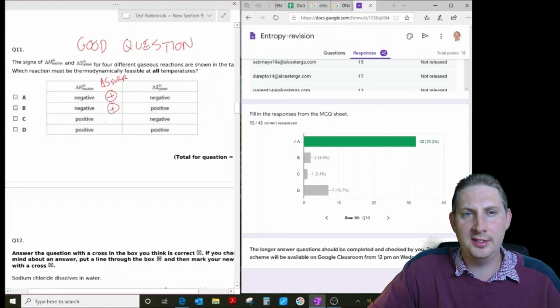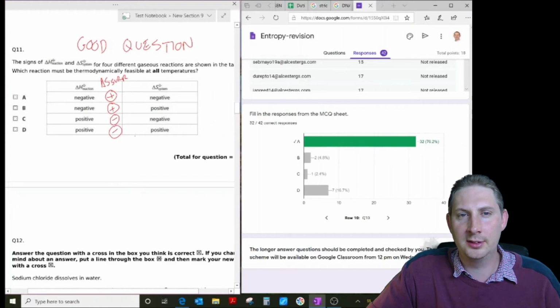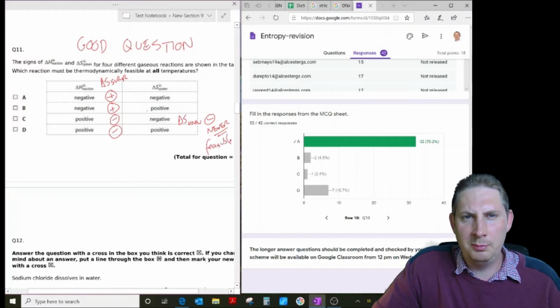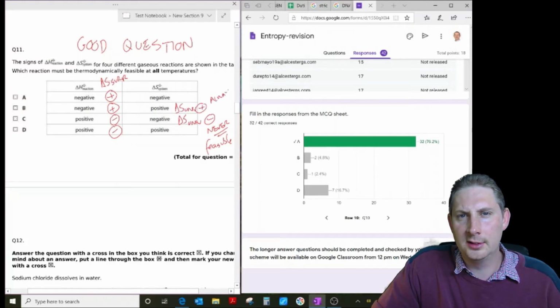But if it's a positive delta H reaction, that means it's endothermic. It sucks in energy from the surroundings, which would lose temperature, and so that would be a negative change in entropy for the surroundings. So negative, negative, delta S universe is negative, so that is never feasible. But positive, positive here, delta S universe is always going to be positive, so that is always feasible.